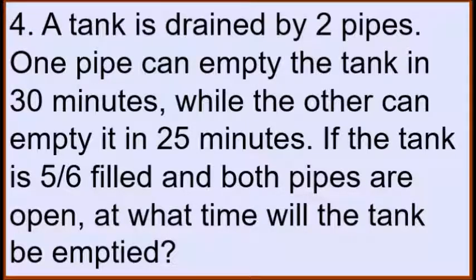Okay, so a tank is drained by two pipes. One pipe can empty the tank in 30 minutes while the other can empty in 25 minutes. If the tank is 5/6 filled and both pipes are open, at what time will the tank be emptied?